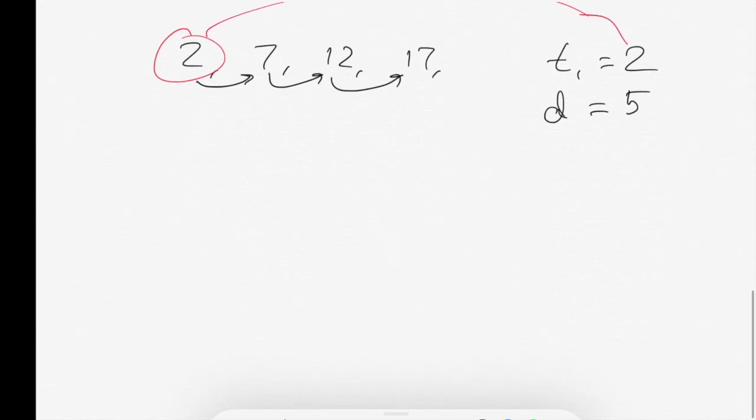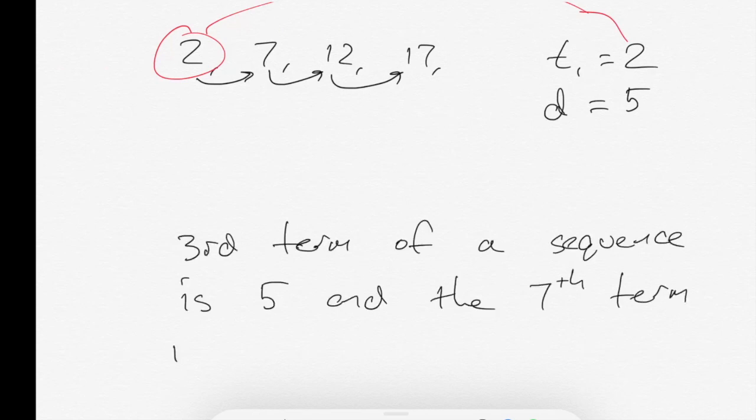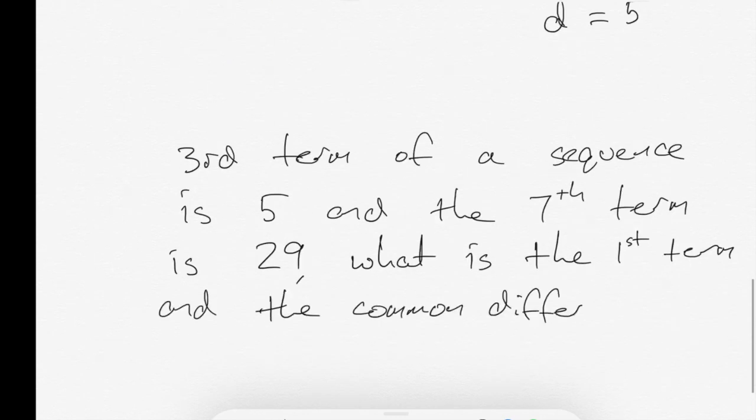There's lots of things we can do with this formula, but one of the other simple ones I'm going to show you now, a question that you might get asked, is something that looks like this. If the third term of a sequence is 5 and the 7th term is 29, what is the first term and the common difference? So in this case, we're not given the sequence, we're not given any of the terms apart from 2 of them, but they're not next to each other.